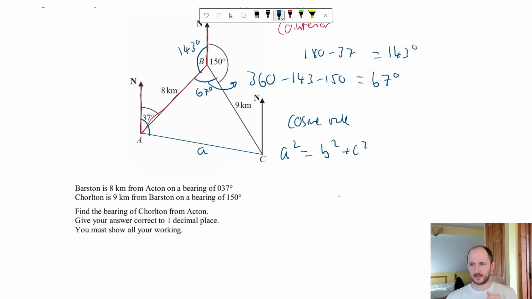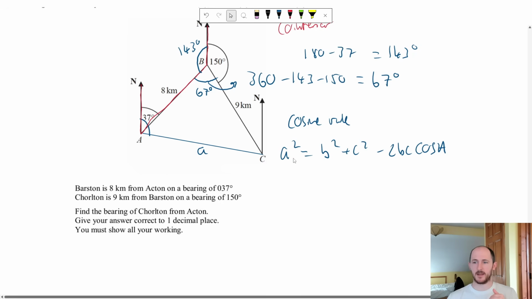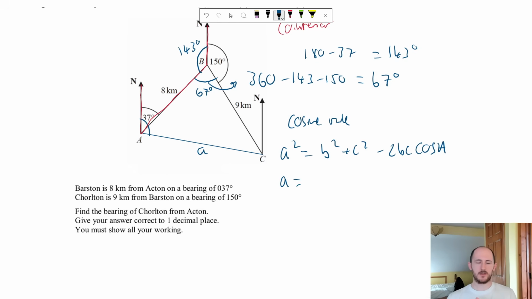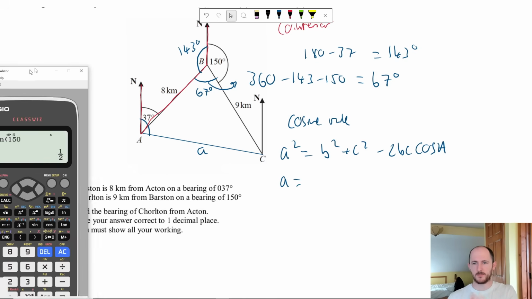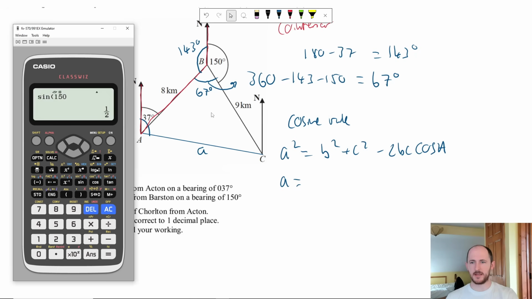B squared plus C squared minus 2BC cos A. The only letters that matter in the cosine rule are the lowercase a and the capital A. The lowercase a and the capital A have to be opposite each other. Capital A is the angle you have. Lowercase a is the side you're working out. So I'm just going to do it all on the calculator because, you know, I'm cool like that. So B squared, I'm going to say B and C. B is 8, C is 9. So we have 8 squared plus 9 squared minus 2, 8 times 9 cos 67. Square root the answer, and we get 9.42.